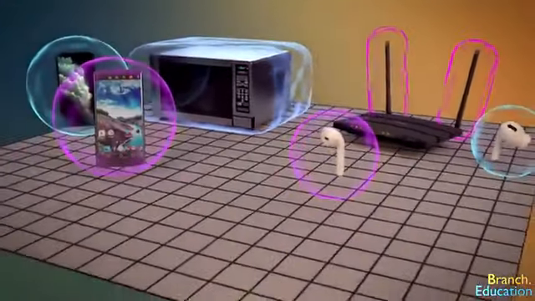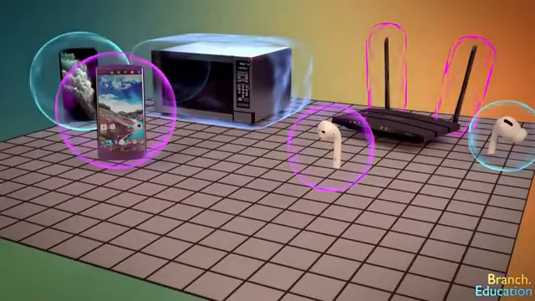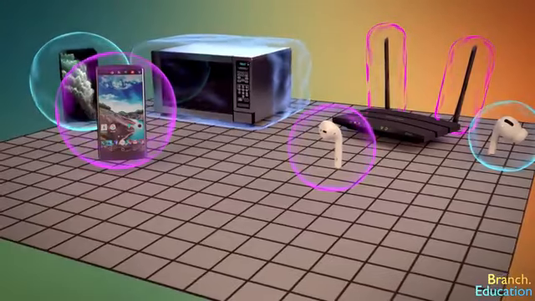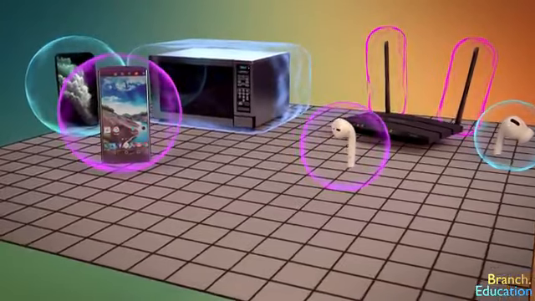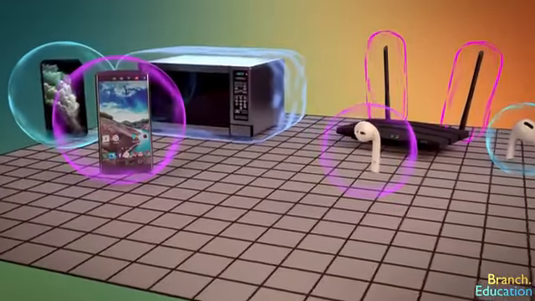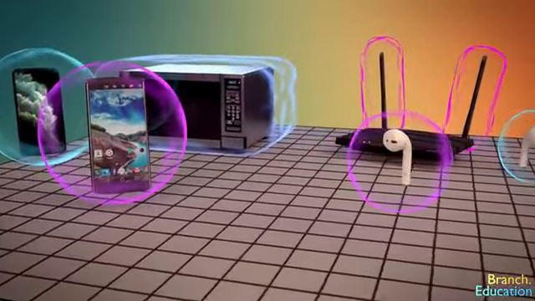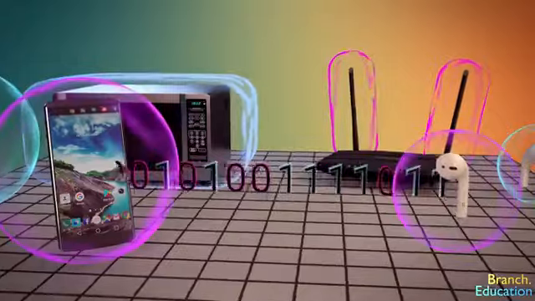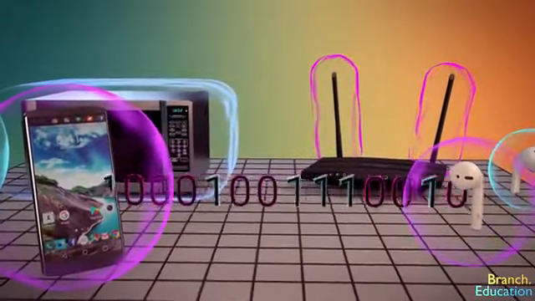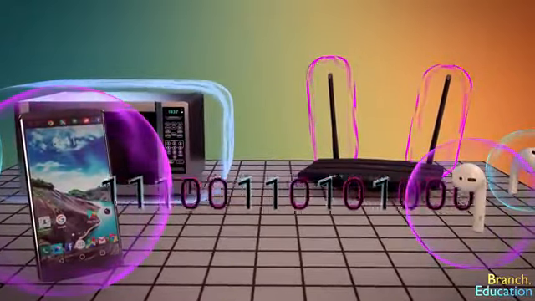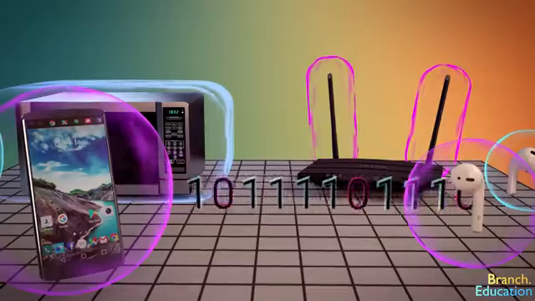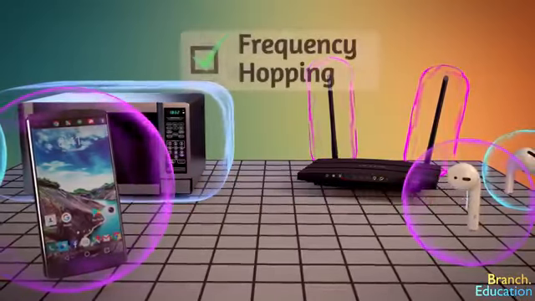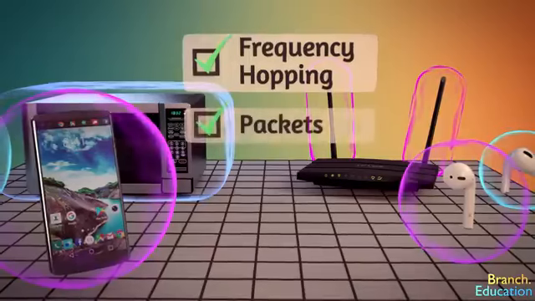You might be wondering, if there are a bunch of different devices all sharing similar frequencies, one of them being a microwave that, if poorly shielded, can emit stray electromagnetic waves, how is it possible for your smartphone and headphones to send megabits of data every second error-free? Well, as mentioned earlier, your smartphone does this by frequency hopping and utilizing packets.